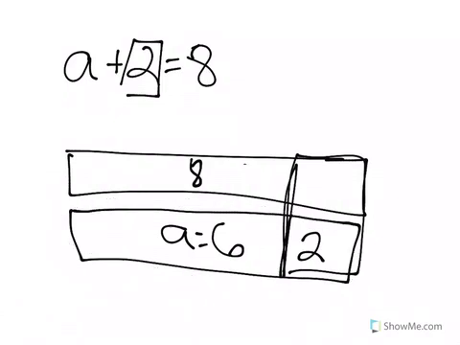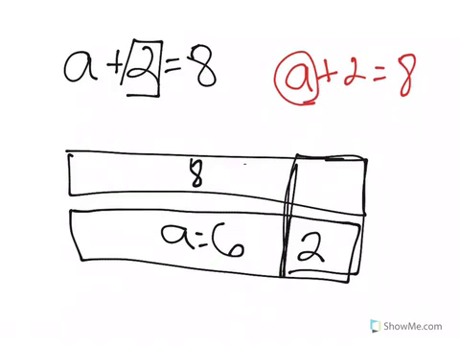Now, another way to do that, here's the algebraic way. We have a plus 2 equals 8. We want to get the variable alone. It has to be by itself. We want it to say a equals something. That's called isolating the variable.